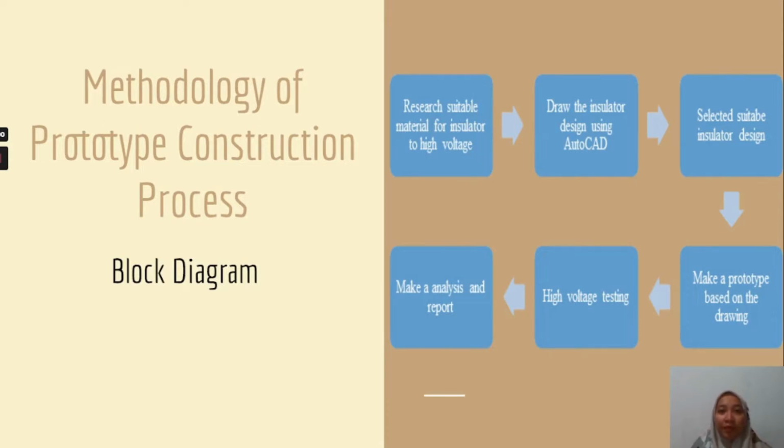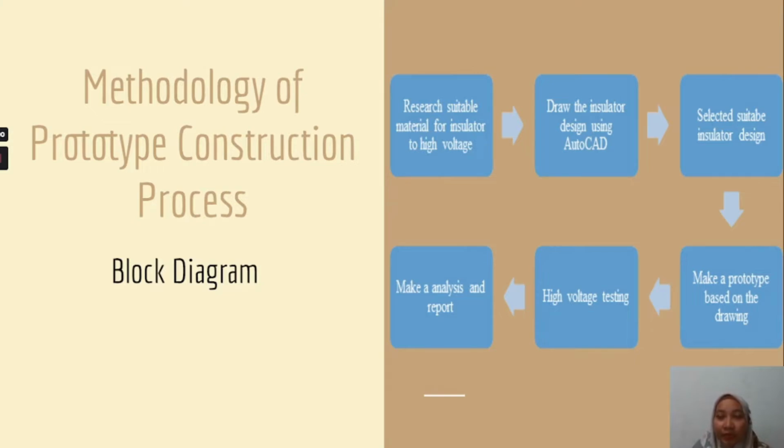CN190181. My part is the methodology of the prototype construction process. In this part, I will explain the block diagram and flowchart for this project. First of all is the block diagram. First, research suitable materials for an insulator for high voltage. Our group members will discuss the types of insulator and materials to be used in this project. Second is to draw the insulator design using AutoCAD. The first design uses 3 plates and 3 bowls, and the second design uses 6 plates.